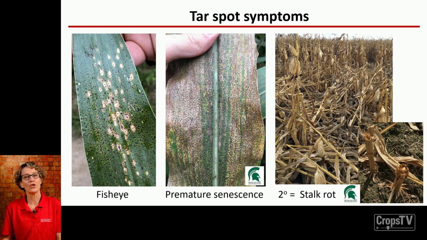Tar spot will also cause premature senescence of corn plants. And as with any foliar disease, because tar spot impacts photosynthesis and then leads to cannibalization of the stalk, a secondary symptom associated with tar spot is stalk rot.